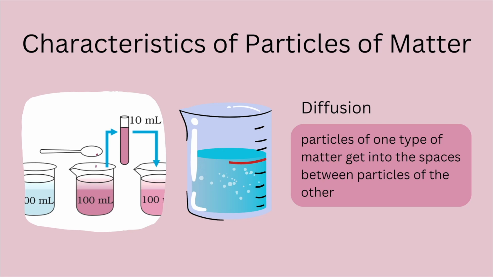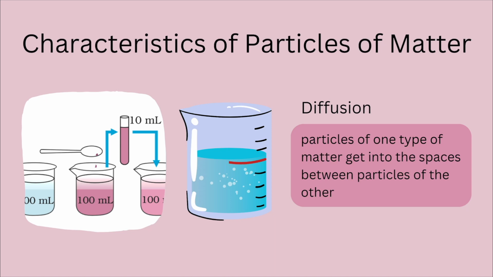Now, what are the characteristics of the particles of matter? We did an experiment where we dropped potassium permanganate in water. The particles of one type of matter were able to get into the particles of another type of matter. The particles of potassium permanganate were able to get into the particles of water.